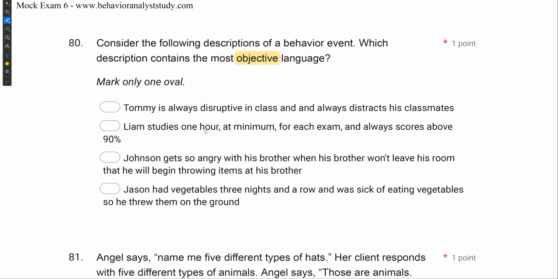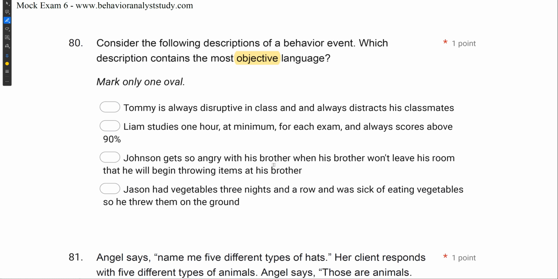B, Liam studies 1 hour at minimum for each exam and always scores above 90%. This is pretty good, right? We've got a measurement of his studying habits, 1 hour minimum, and he always scores above 90%. So we have actual data backing up our description. B is pretty objective. That's hard to argue anything in B.